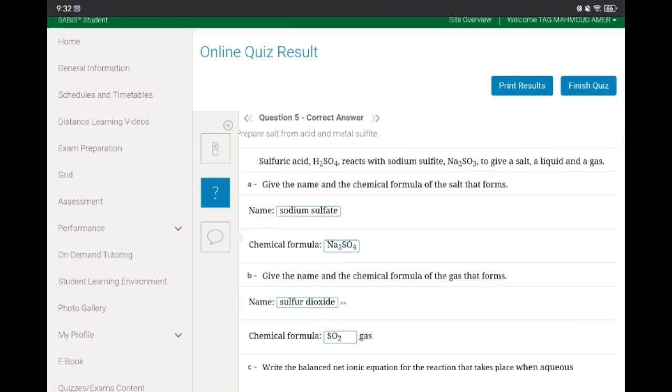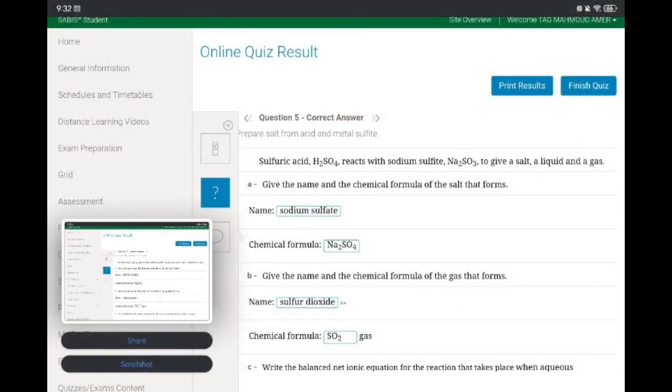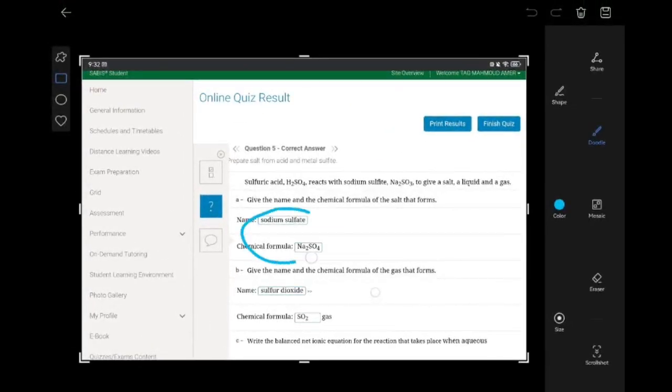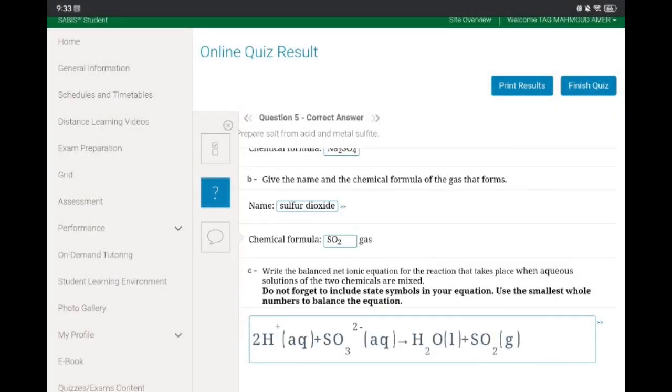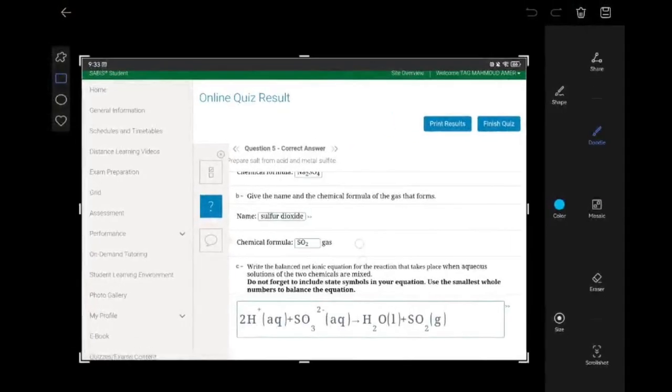So after you get that, we already got it. When you react an acid here with a sulfite, you get sulfur dioxide gas, SO2. And then here, again the net ionic. So do the exact same thing like last time.